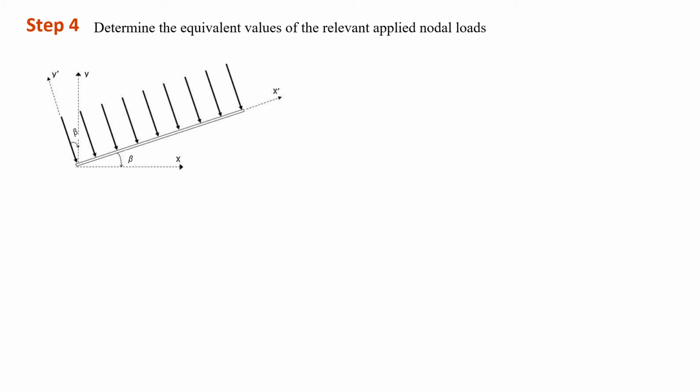The next step is to obtain the equivalent values of the relevant applied nodal loads. In this case, the frame has also been loaded with uniform distributed loads between nodes B and C. However, the distributed loads are acting in the local direction. Therefore, by using these equations, we can solve these distributed loads to obtain the equivalent forces and moments in the local direction in the first place.